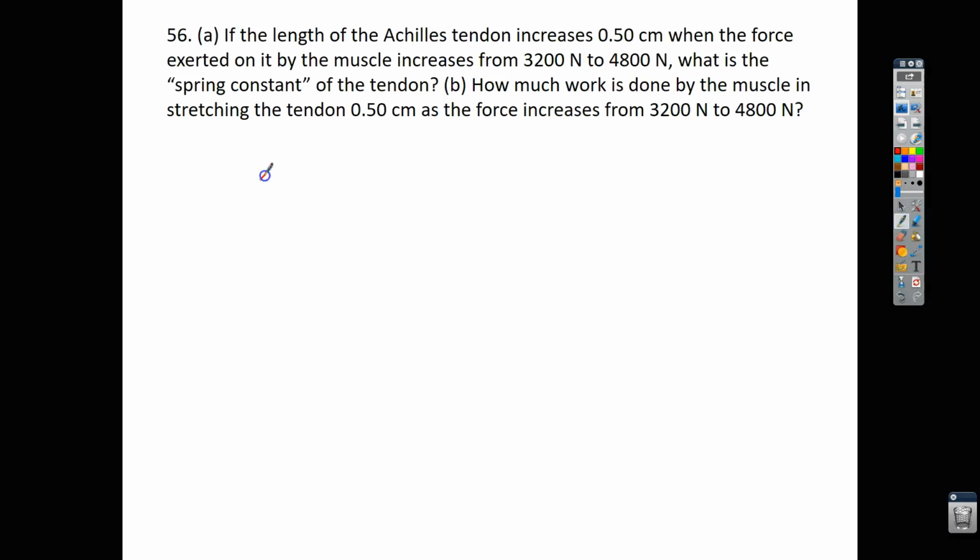Let's go ahead and put in the original stretch should be equal to the force over the constant. The original force is 3,200, and our constant here is 320,000. So our original stretch was 1 centimeter, which is 0.01 meters. Our final stretch here, then, since we went up by 0.5 centimeters, is going to be 0.015.